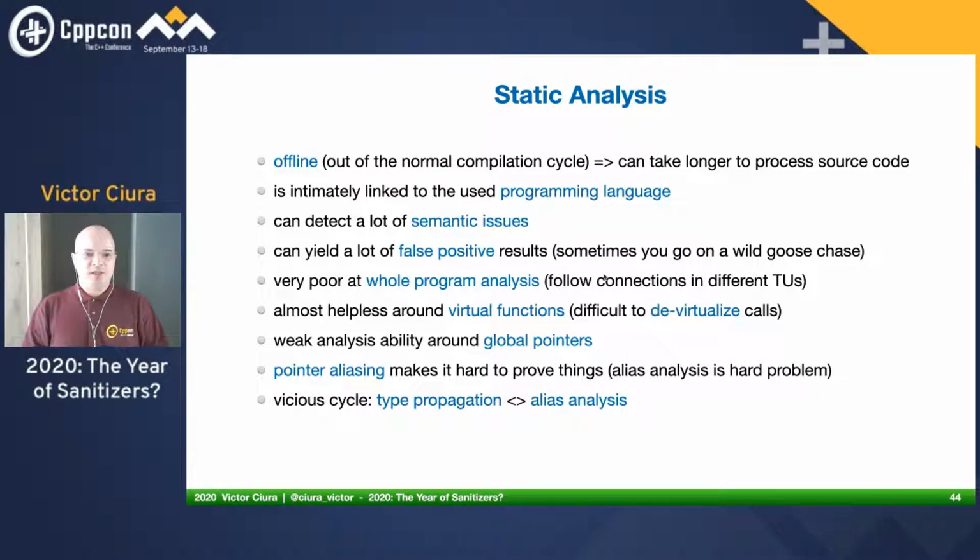They're usually pretty poor at whole program analysis, and they have trouble following connections in different translation units. They're almost helpless around virtual functions. Very often it's very difficult to devirtualize calls and figure out what exactly is called. They have weak analysis ability around global pointers, and the most pressing problem, I think, pointer aliasing makes it very hard to prove things. And alias analysis is a very, very hard problem. And you have basically a vicious cycle between type inference or type propagation and the alias analysis, which seem to be depending one on the other.